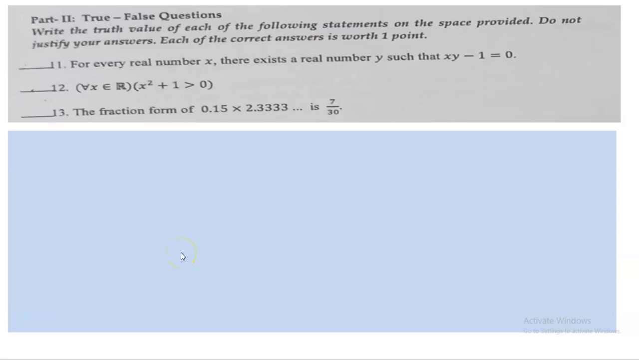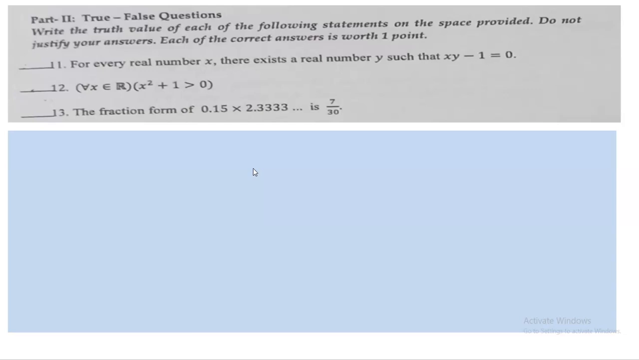Okay, students, now comes the true-false item. So here you are given different questions. Actually, you are given 5 different questions. So you are supposed to write true if the statement is correct and false if the statement is incorrect. So let's now discuss the next one, question number 11.